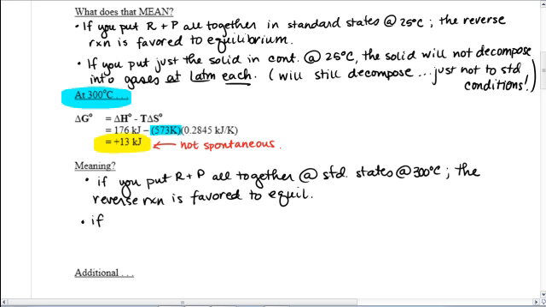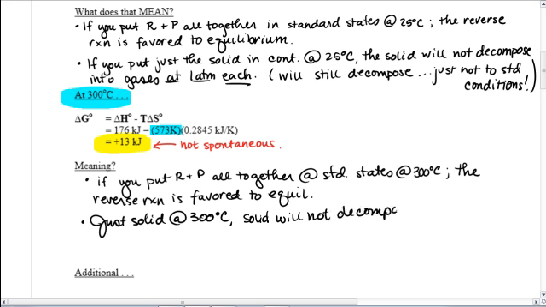And the same thing is also true if you have just the solid at 300 degrees Celsius. The solid is not going to decompose to gases at 1 atmosphere each. Again, that doesn't mean it won't decompose. They're just not going to decompose all the way to 1 atmosphere each.